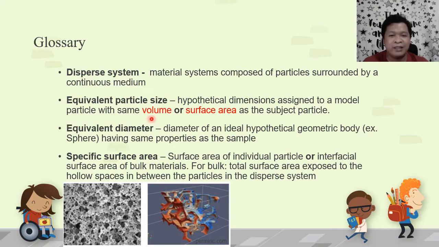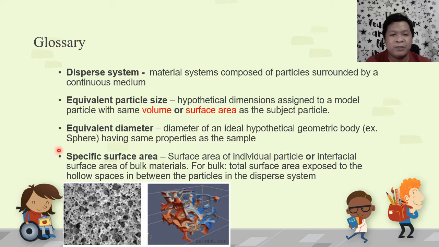Similarly, for equivalent diameter, mag-a-assume ka ng hypothetical geometry, no? Like perfect sphere, having the same properties as a sample. Kasi as we know, for example, hindi naman perfect sphere yung mga particles mo, pero for the sake of modeling, you would assume that they would be, kung gagawin mong force fit mo into a sphere, yung isang particle, ganun yung magiging diameter niya, no?